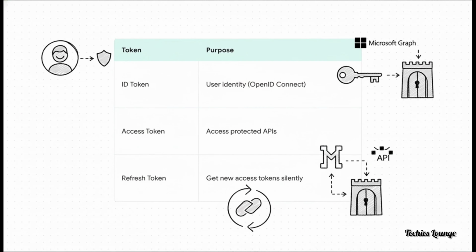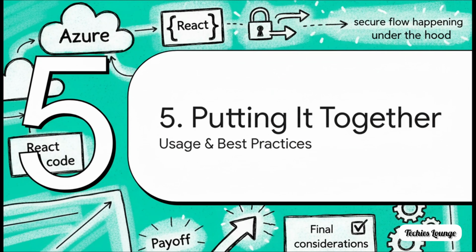So after that exchange, your app gets a set of digital keys. The ID token is basically the user's digital driver's license. It proves who they are, their name, email, and so on. The access token is like a temporary keycard for a specific building. It grants your app permission to access protected APIs, like Microsoft Graph. And the refresh token? That's what MSAL uses to quietly get a brand new access token when the old one expires, all without forcing the user to sign in again. Pretty clever, right? So let's bring it all home.